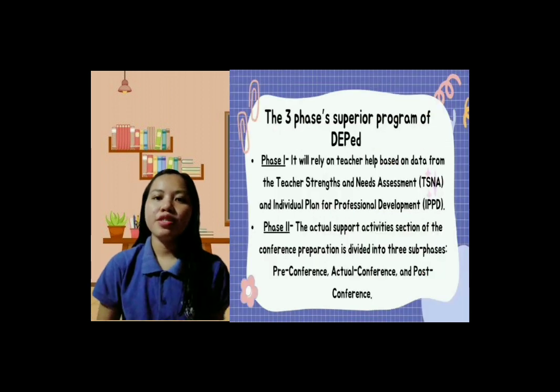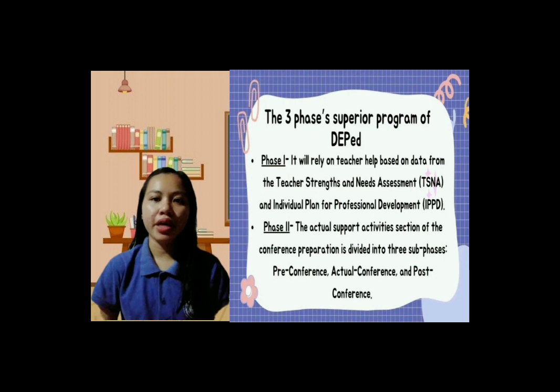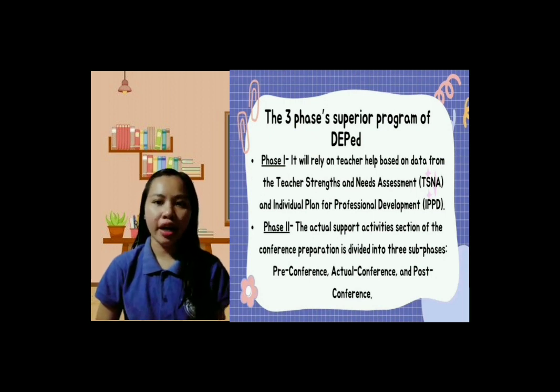There are 3 phases of the supervisory program of the Department of Education. We have Phase 1, it will rely on teacher help based on data from the teacher's strengths and needs assessment or the TSNA and individual plan for professional development or IPPD.